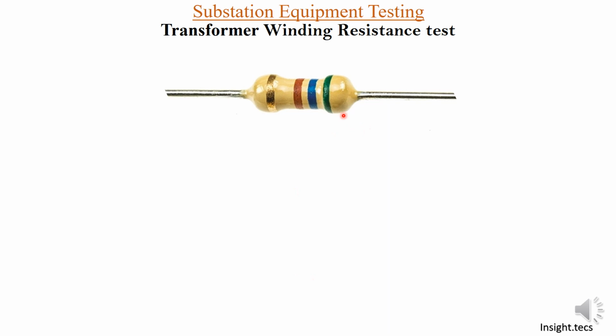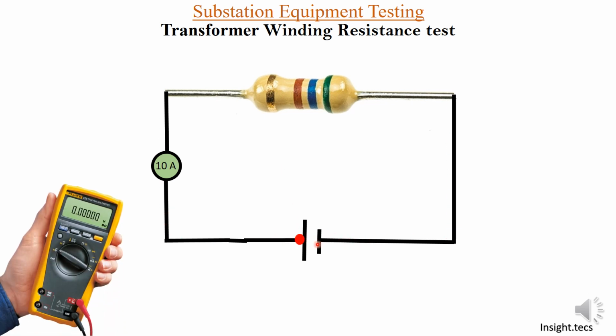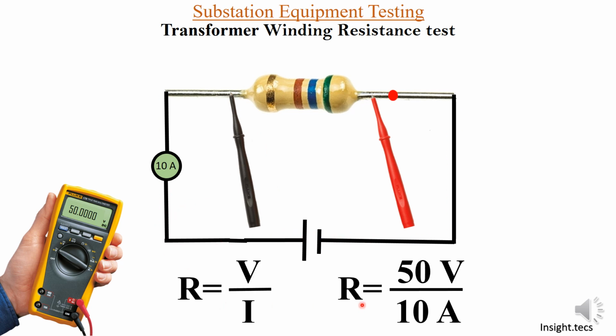So suppose this is a resistor, and we do not know the value of this resistor, how much resistance is there in this. So let us do a little experiment. We have some voltage source over here, a switch is connected, and we will measure what amount of current is flowing through this. Let us turn on the switch, and 10 amperes current is flowing through this. Let us now measure the voltage across these two. 50 volts is the voltage, and based on Ohm's law, let us calculate the value of resistance. So 50 volts by 10 amperes will give us 5 ohms.